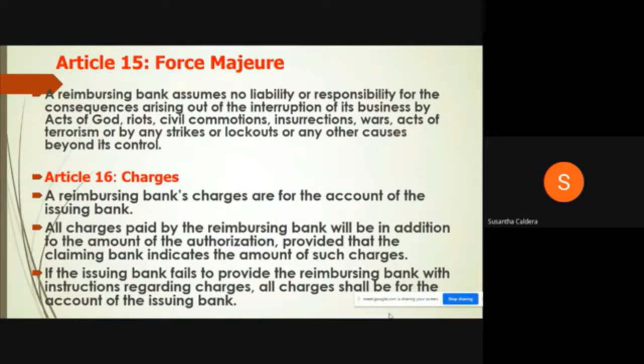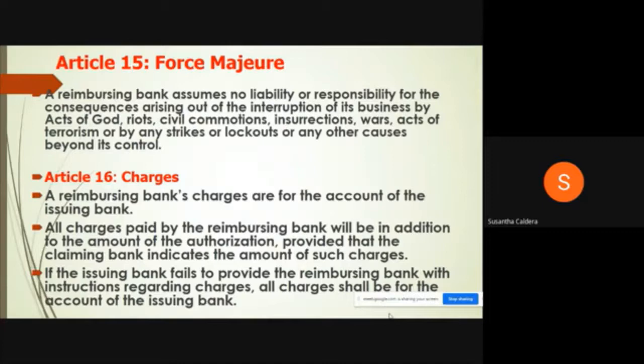Article 15, force majeure. A reimbursing bank assumes no liability or responsibility for the consequences arising out of the interruption of its business by acts of God, riots, and so on. Again in UCP 600, force majeure, Article 36. Here also we have the same thing.